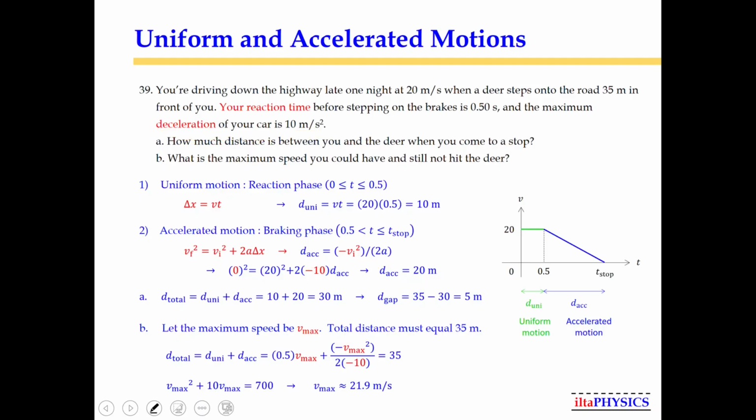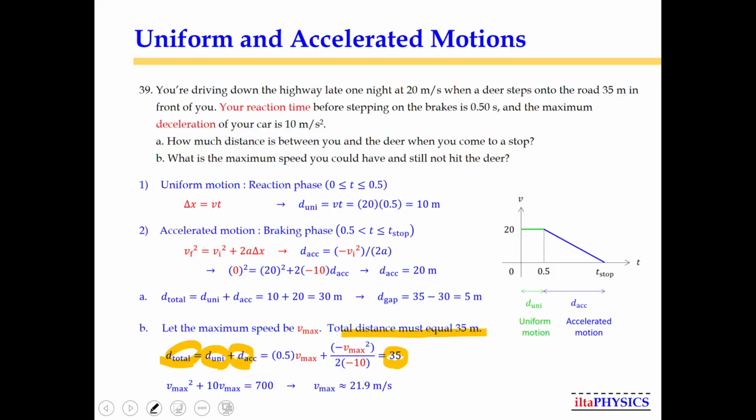Therefore, after spotting the deer, you travel 10 meters at a constant speed and another 20 meters while braking, for a total of 30 meters. Since the deer was 35 meters away, you luckily stopped 5 meters in front of the deer without hitting it. Now the second question asks for the maximum speed you can drive without hitting the deer. As we discussed, the total distance from spotting the deer to stopping must be 35 meters.